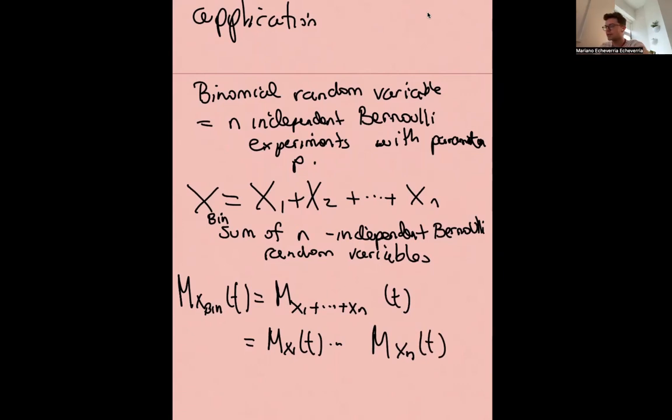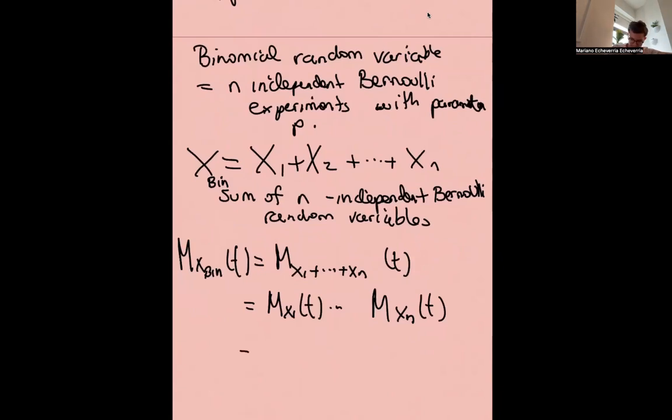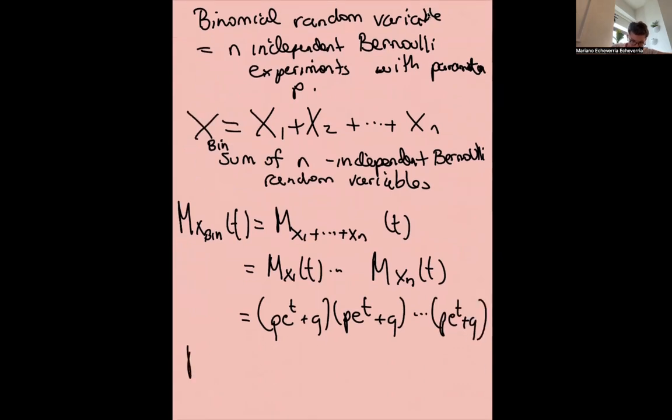But we saw a few minutes ago the moment generating function of a single Bernoulli random variable, right? What was that? It was p e to the t plus q, if I'm not mistaken. So this was just p e to the t plus q times p e to the t plus q, and so on, p e to the t plus q. So that means that the moment generating function of the binomial distributed random variable is p e to the t plus q to the n. Is that making sense?